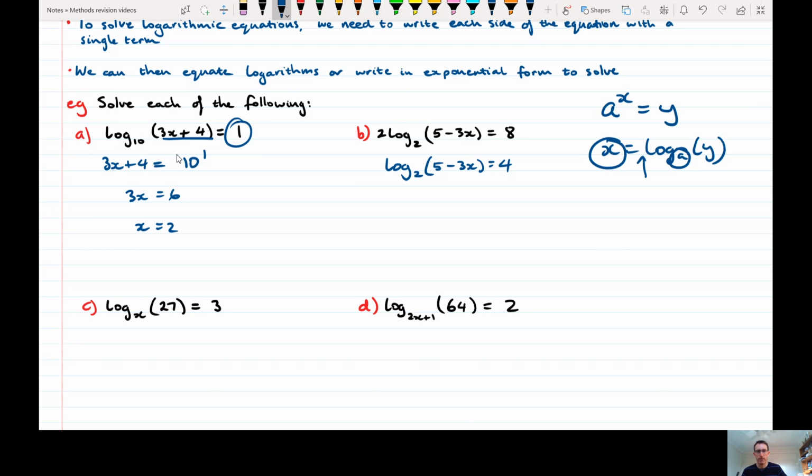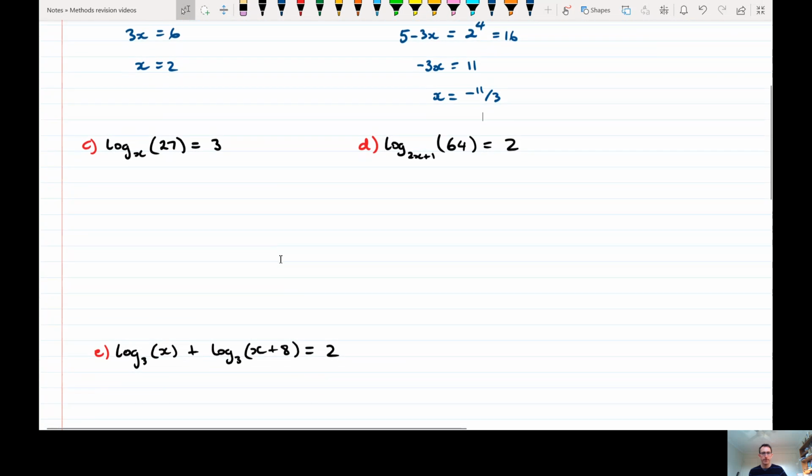Now I can do the same thing. So the 5 minus 3x stays as is. It's now 2 to the power of 4. Please don't mix that order up. In this particular example, it won't matter because 4 squared is the same as 2 to the power of 4, but it is not going to work 99 times out of 100, if not more. All right, so we subtract 5. 2 to the 4 is 16. Take away 5, and that gives you 11, and divide by the negative 3. All right, let's keep going.